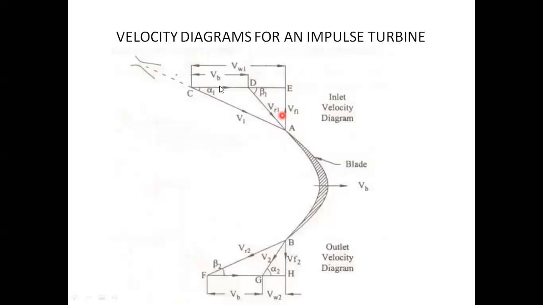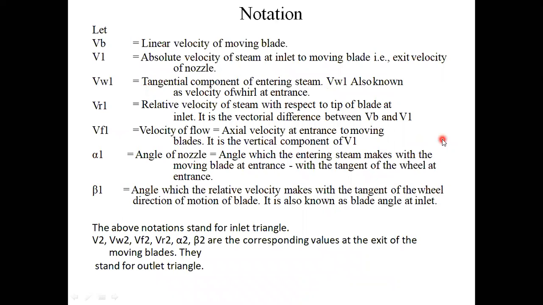So all parameters we know: V1, VR2, VW1, VB, alpha 1, beta 1. All parameter descriptions are given here. VB is the linear velocity of the moving blade. V1 is the absolute velocity of steam at inlet to the moving blade, the exit velocity of the nozzle. VW1 is the tangential component of entering steam, also known as velocity of whirl at entrance.